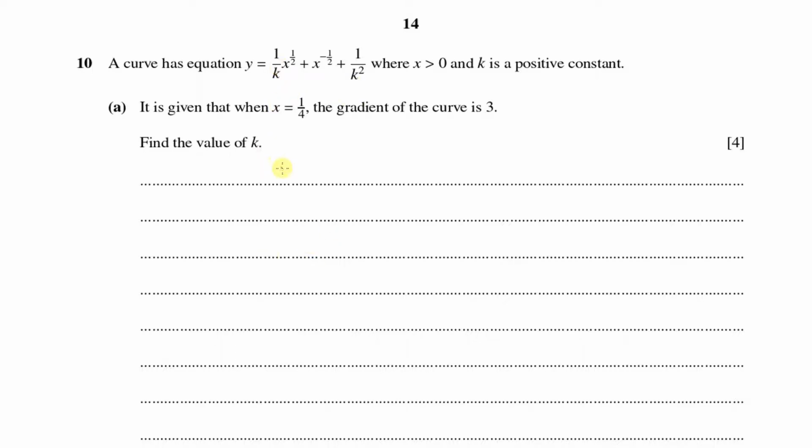So here, what we are going to do first is we're going to find dy by dx, the gradient function. So we're going to start with 1 over k of x to the power of a half. Now 1 over k is a constant, so we have 1 over k of a half of x to the power of half minus 1, which is minus a half. And that's plus, here we bring down the minus half, then we have x to the power of minus half minus 1, which is minus 3 over 2. Then if we differentiate 1 over k squared, which is a constant, we get 0.